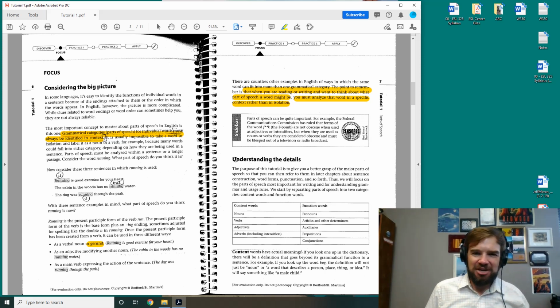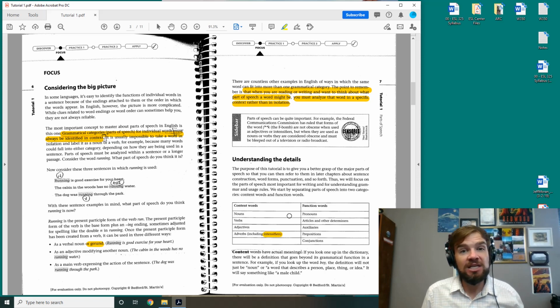All right, so next section here says understanding the details. So the purpose of this tutorial is to give you a better grasp of the major parts of speech so that you can then refer to them in later chapters about sentence construction, word forms, punctuation, and so forth. Thus, we will focus on the parts of speech most important for writing and for understanding grammar and usage rules. We start by separating parts of speech into two categories, content words and function words. And here's the chart that Professor Ferris gives us. So content words are nouns, verbs, adjectives, and adverbs, including intensifiers. If you don't know what that is, you will know before the end of this tutorial.